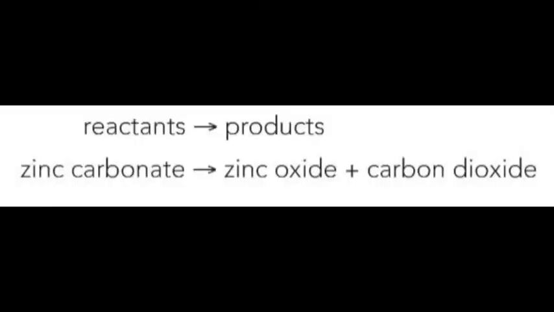Word equations show what happens in chemical reactions. In general, reactants change to form products. In the thermal decomposition of zinc carbonate, the reactant is zinc carbonate. The products are zinc oxide and carbon dioxide. Here is a word equation to illustrate this.